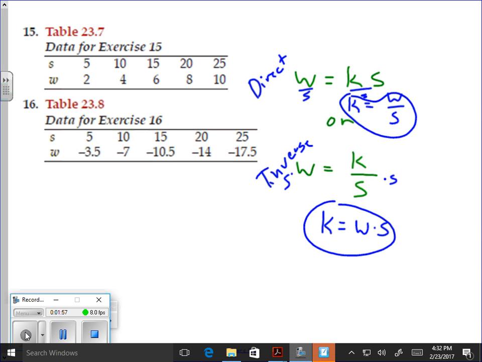So we will test out whether 2 divided by 5 is equal to 4 divided by 10 and 6 over 15 and 8 over 20 and 10 over 25 every single time. And if it is, then it's directly proportional. If you put those in your calculator, those will always reduce to 2 over 5. So that means that 15 is directly proportional.